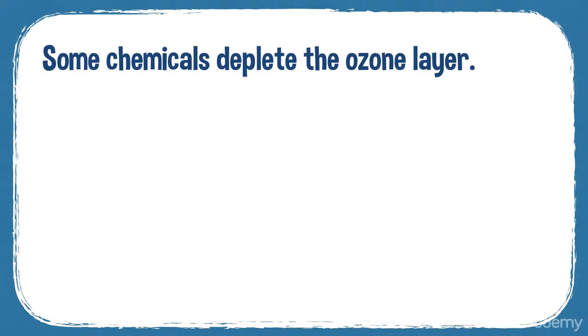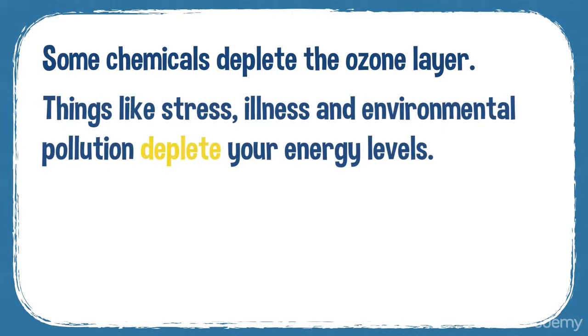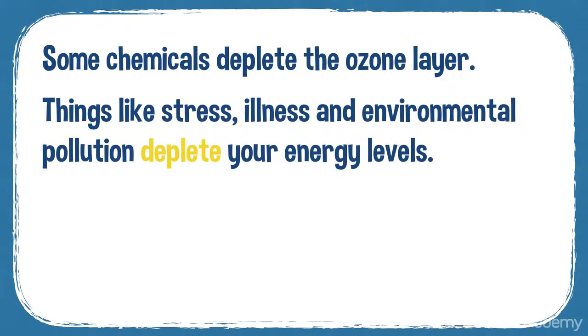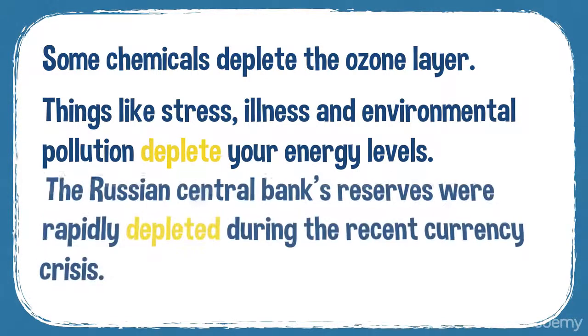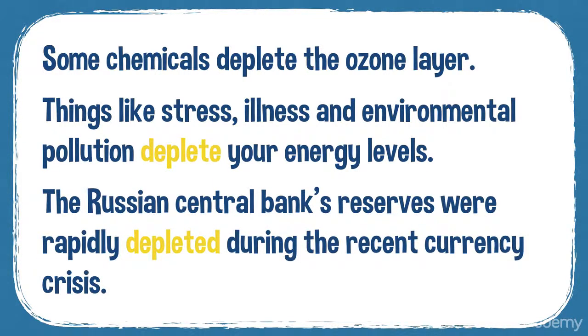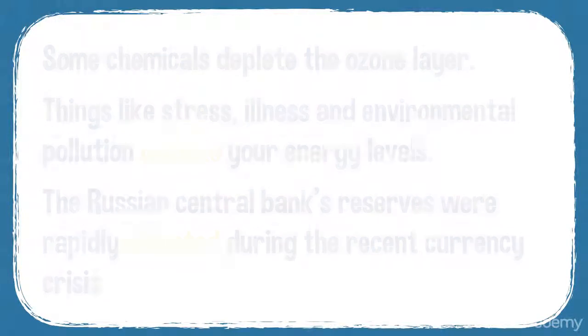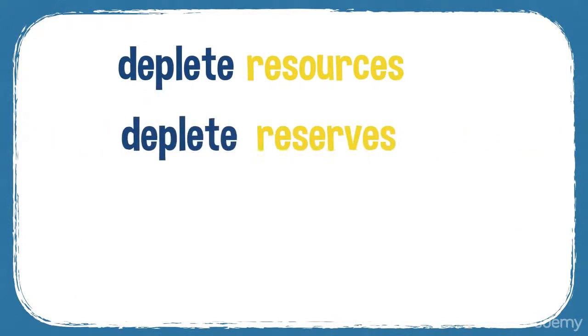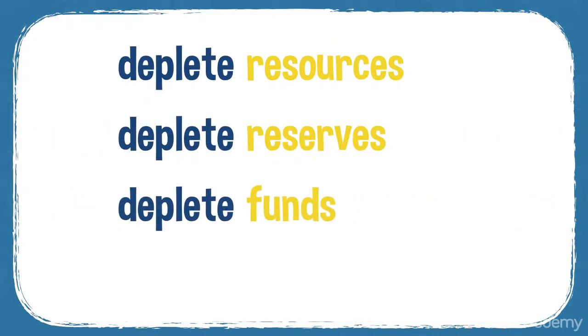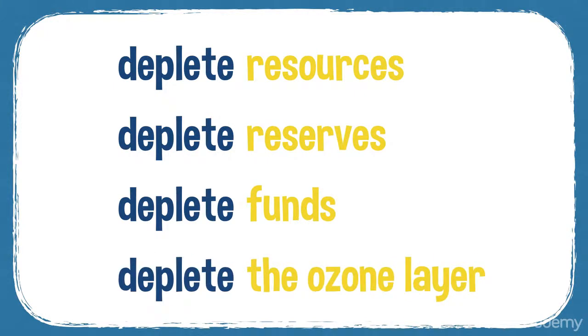So for example, some chemicals deplete the ozone layer. Things like stress, illness and environmental pollution deplete your energy levels. The Russian central bank's reserves were rapidly depleted during the recent currency crisis. So their reserves of money, of dollars, were depleted. So you deplete resources, you deplete reserves and funds, and increasingly, with the environment these days, you deplete the ozone layer too.